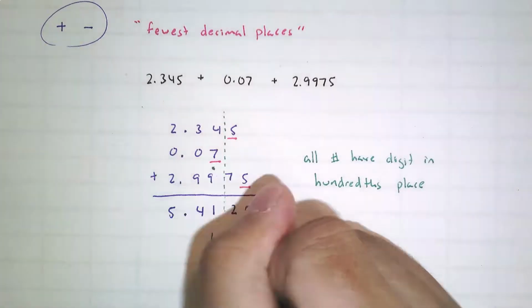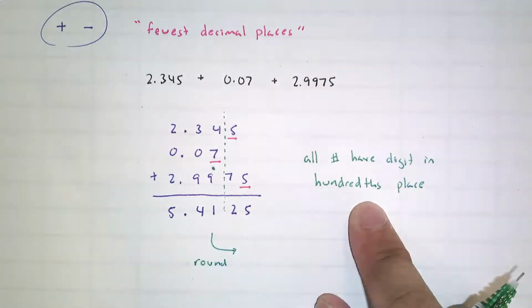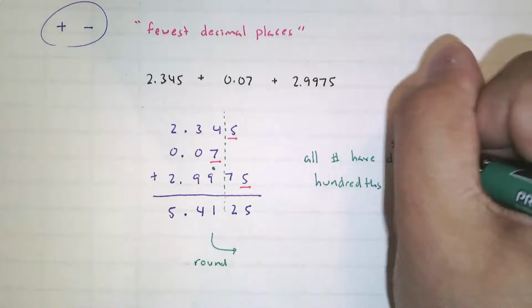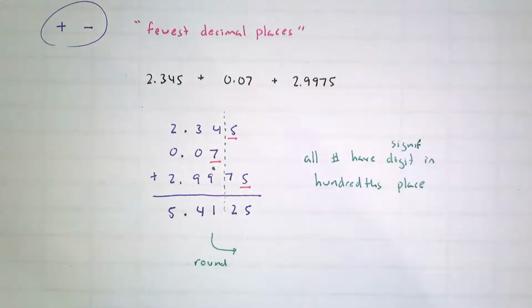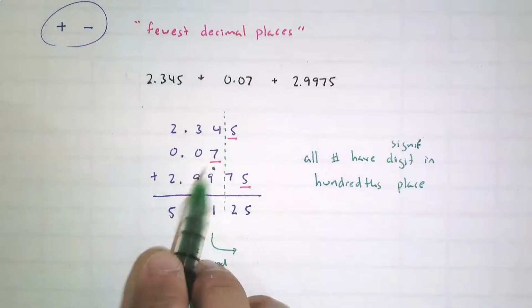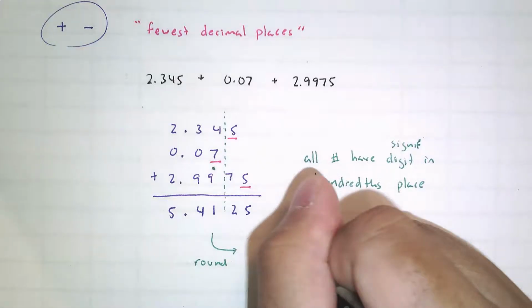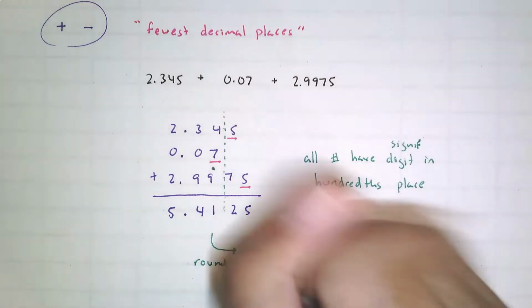So my rounding again goes to the 100th place because all the values have a significant digit in the 100th place. These three. The rounding gives me 5.41. We don't have to round up. And circle your answer for sure.